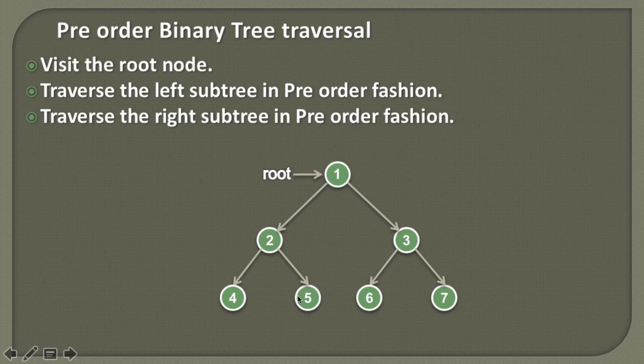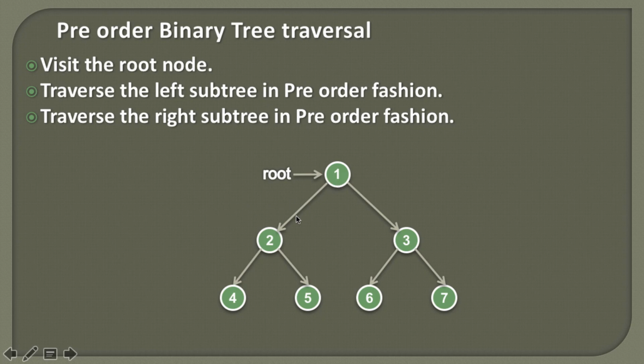As node 5 has no left subtree and right subtree, we are done with the processing of the node 5. Once we are done with the node 5, we are sure that we have processed the right subtree of the node 2. Therefore we have processed 2, then 4, and then 5. So we are done with the left subtree and then we go back to the root node 1.